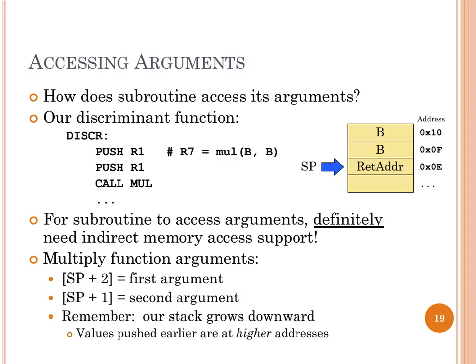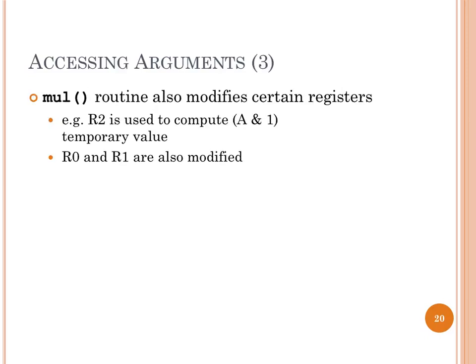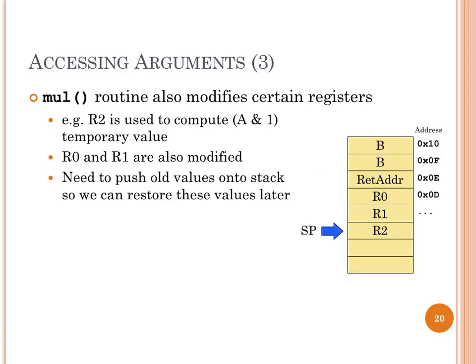Thankfully, you probably won't have to think about that very much throughout the term, because we just have so many registers. Okay, so mul modifies registers. If we continue using R2 for computing our bitwise AND, then we need to make sure we save those. So we could go ahead and push those things onto the stack so that we can leave the register state the same as we found it. Okay? Now we have an interesting challenge. Where are our arguments?